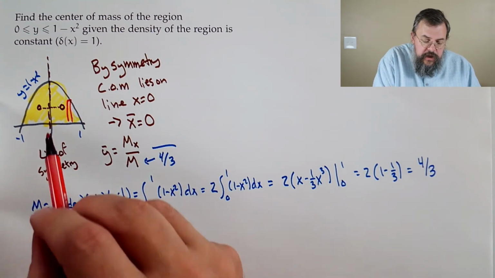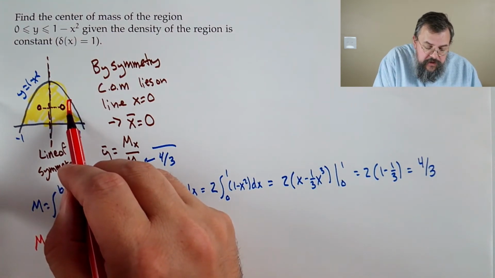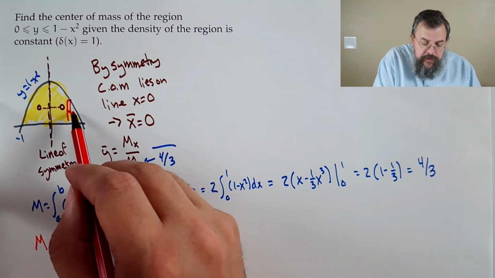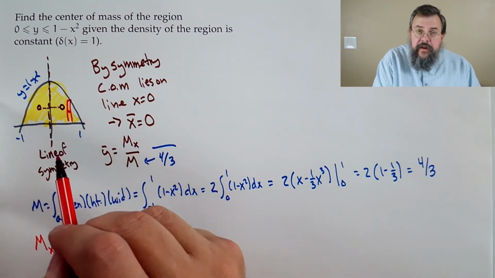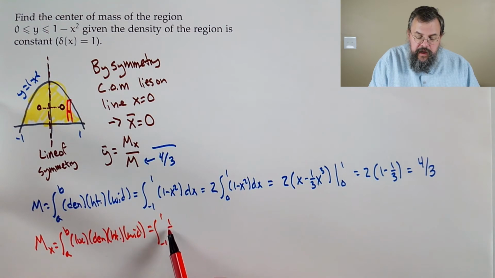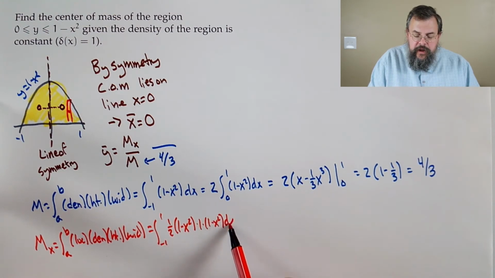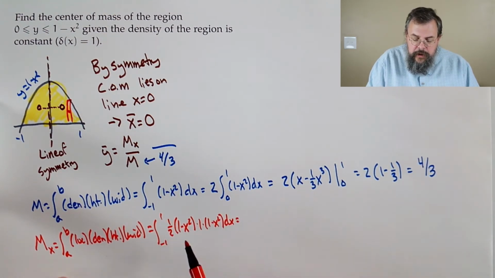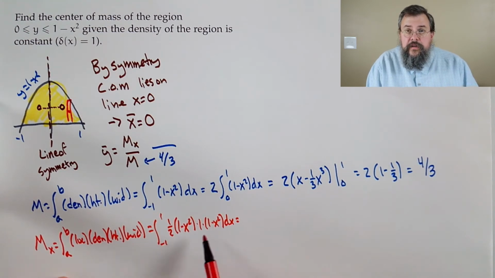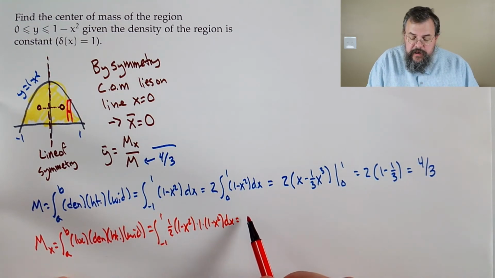What's our location? Well, we think of the center for that one little piece and ask how far is that from the x-axis? Well, it's halfway up. So 1/2, 1 minus x squared. Our density is 1 minus x squared. And lo and behold, this is all even. Everything is even powers, so we can again double.